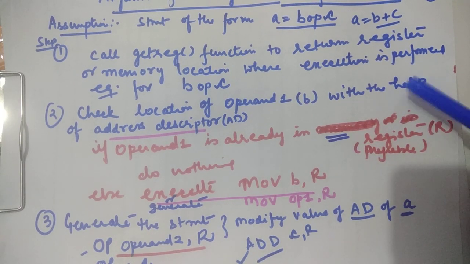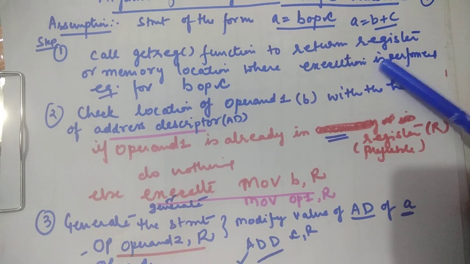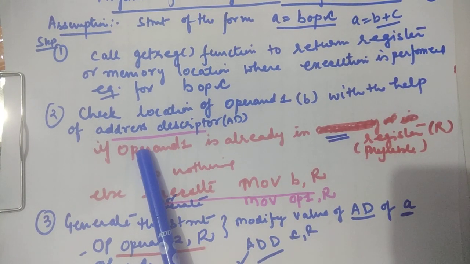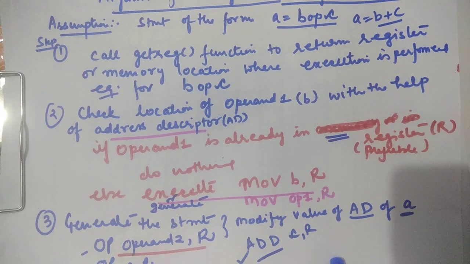So, clear? First we are going to call this get register function, then we are going to find out the location of that variable with the help of the address descriptor, then we are going to generate this statement.